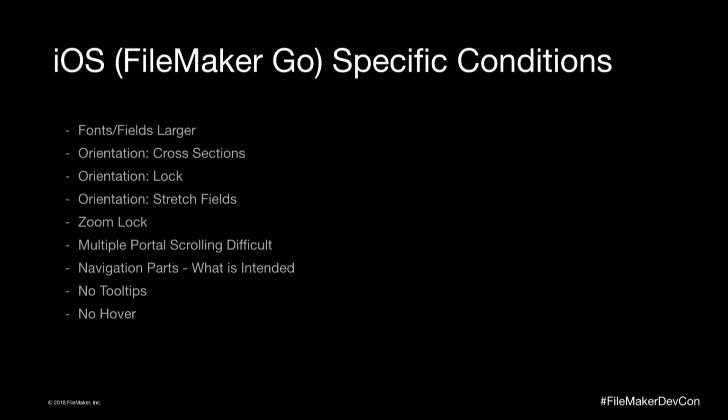FileMaker Go doesn't like multiple portals. It's very hard to tell if you have a screen that scrolls and a portal that scrolls. It doesn't know which one you want to scroll. So sometimes in Go, list views are better than portals. And there's no hover. It can't feel the energy of my fingers, so there's no tooltips and things like that. So what I'm going to do now is move on to the demo portion.